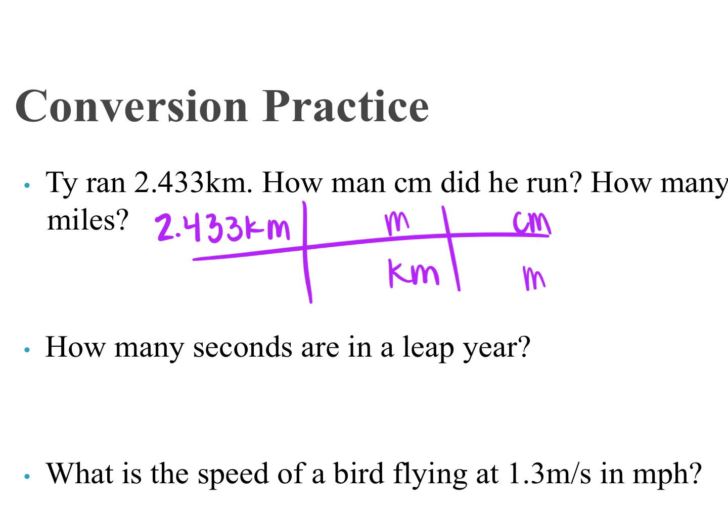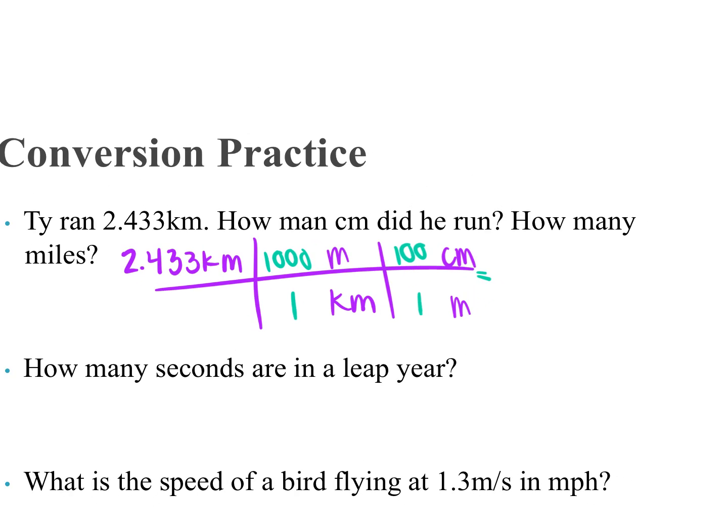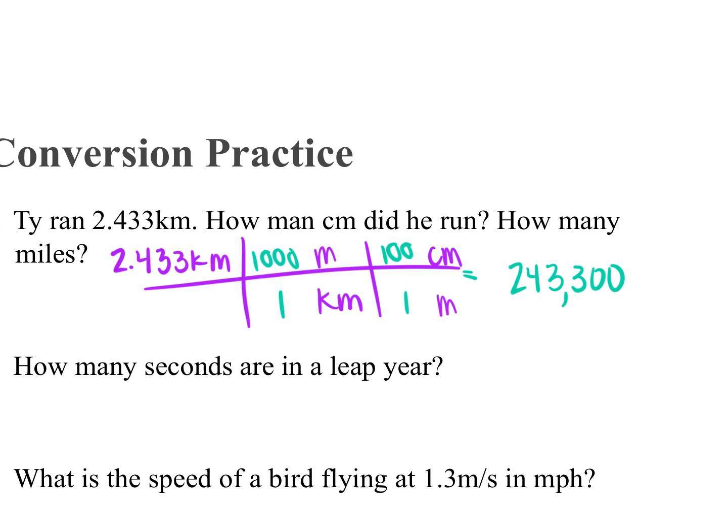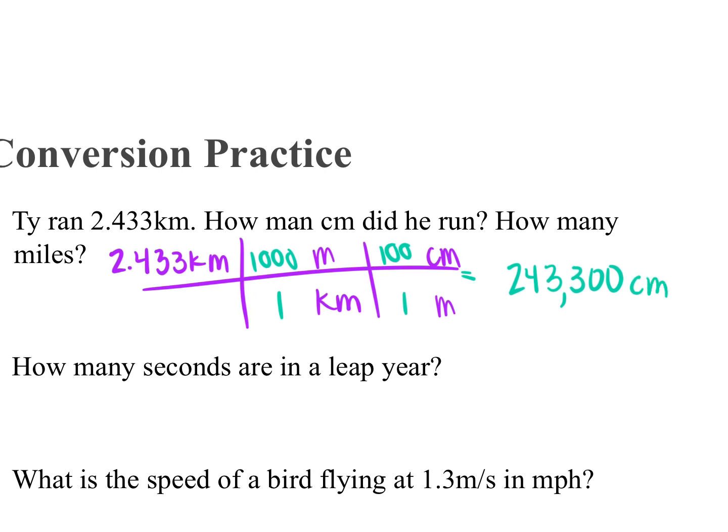Does it look like this? 1 meter is 1,000 kilometers. It's the other way around. That's really something that people trip on a lot. 1 kilometer is 1,000 meters. I think we know that kilo means 1,000. A lot of us know that, but then we get it mixed up the wrong way. So we're going to go the other way. 100. So that means we ran 243,000 centimeters.